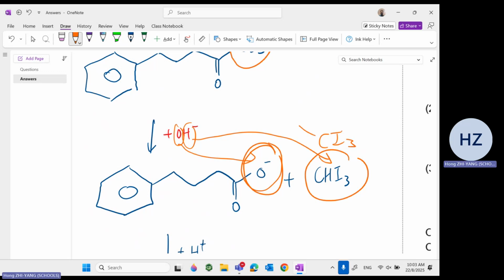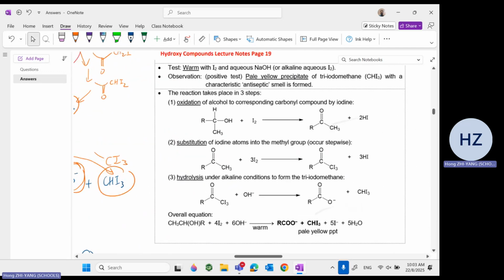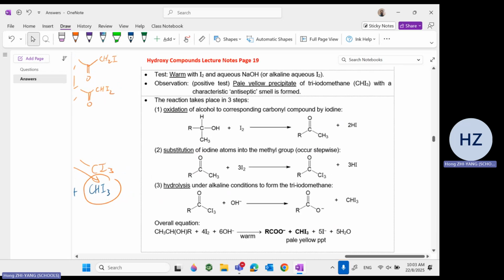Do you know that it's in your notes also? Okay, let me show you. It's in your notes, so I sourced it out. It's under hydroxy compounds, page 19. Please revise this part. The reaction takes place in 3 steps. It is not an enrichment. We did not place it under enrichment. You need to know this.